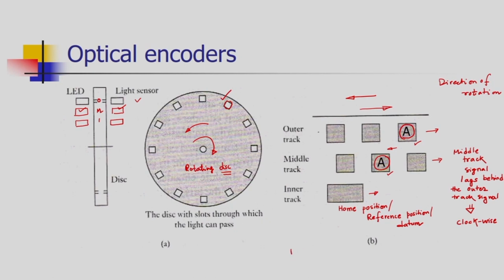So, when middle track signals are leading, then we are getting anti-clockwise rotation. So, there are many advanced versions of optical encoders used in automation, but this is the very basic and the simple configuration.